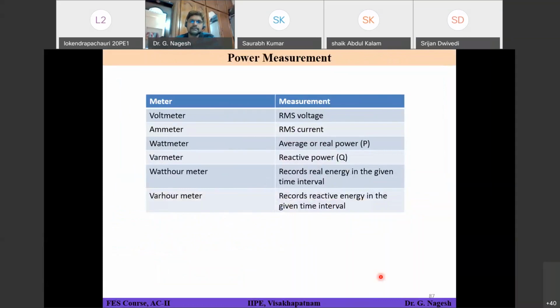Before concluding, we will look at different meters. Voltmeter is used to measure what? Voltage. RMS value or maximum value? RMS. So a voltmeter will always measure the RMS value of the voltage. Across any two terminals, if you connect it, it will give the RMS value of the voltage. Ammeter measures the RMS value of current. And to measure power, which instrument is required?